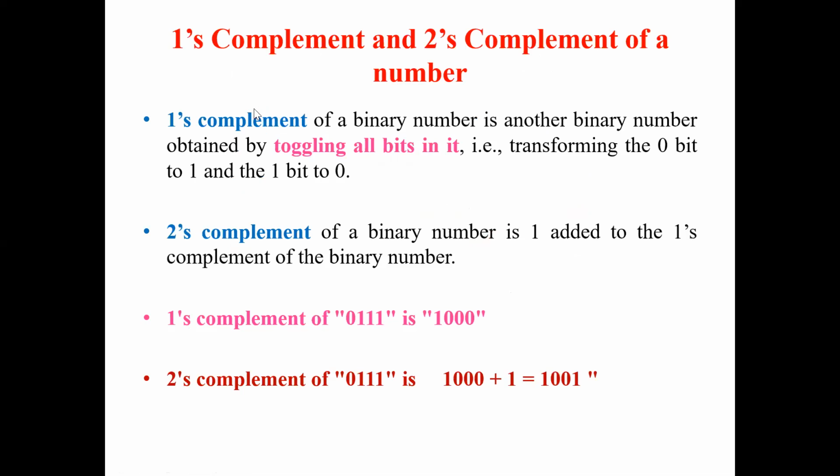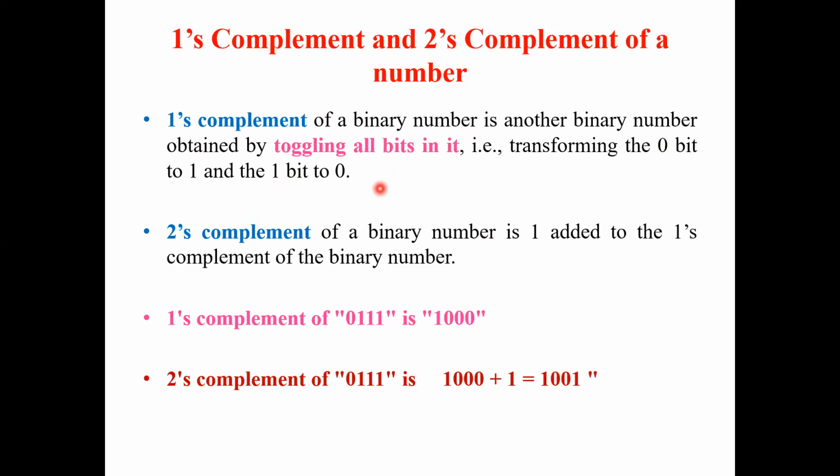What is the ones complement of a number? Suppose I give you a binary number. The ones complement of a binary number is another binary number. A binary number is a string of ones and zeros, so what you do is toggle the bits. Wherever there is a 0, you make it 1. Wherever there is a 1, you make it 0. That is the ones complement.